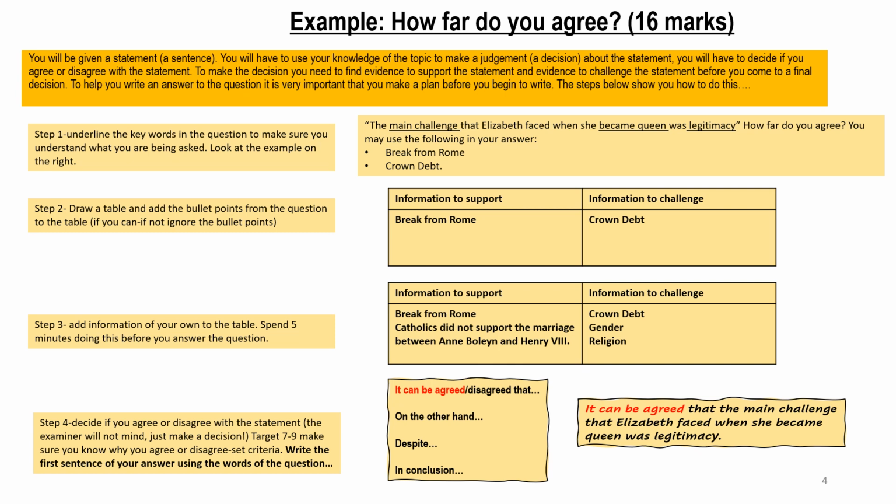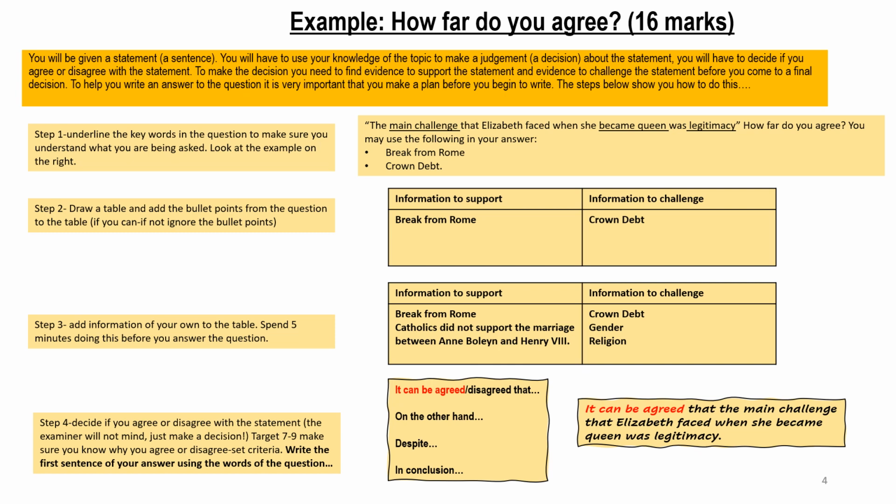Step 1, as with all questions, is to underline the key words of the question. So if we look at the example on the screen, the question is, the main challenge that Elizabeth faced when she became queen was legitimacy. How far do you agree? You may use the following in your answer: the break from Rome and crown debt. So underline the key words in the statement. And in this case, the statement that you're given is, the main challenge that Elizabeth faced when she became queen was legitimacy. So as you can see, we would underline the words main challenge. And for those of you who are aiming for full marks, you're going to need to decide what a main challenge might be.